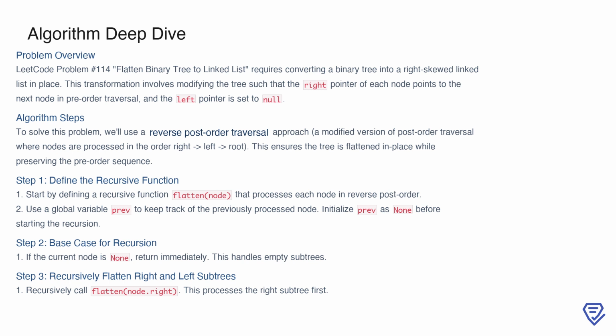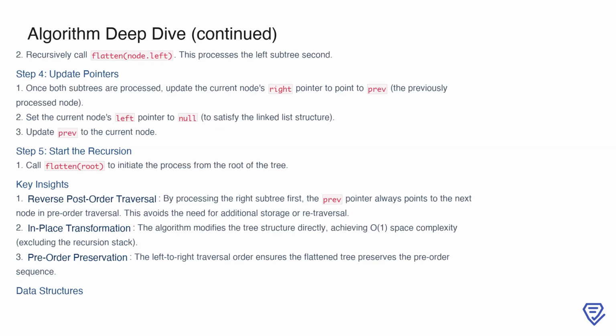We begin by defining a recursive function called Flatten. This function will process each node and rearrange its pointers step by step. To help manage this process, we use a global variable previous to keep track of the last processed node. Initially, previous is set to none. The base case for our recursion is simple: if the current node is none, we return immediately, which effectively skips over empty subtrees. Then, we proceed by recursively calling Flatten on the right subtree first, preparing it for the transformation. Next, we recursively call Flatten on the left subtree.